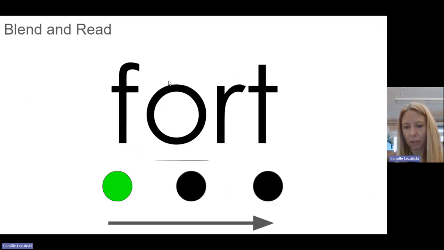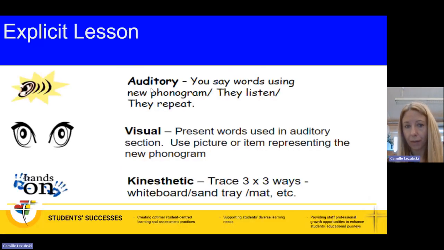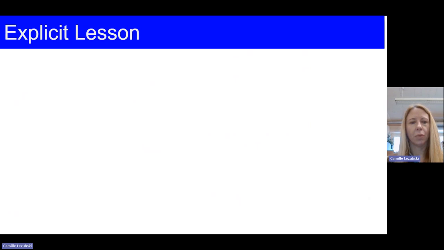The next piece is the explicit lesson, and the way the lessons are made is first you're going to show kids pictures for the auditory, and you're really bringing their attention to the sound, and then you'll show the visual representation, and then there's a piece where we'll ask the kids to draw it in the air on the carpet.